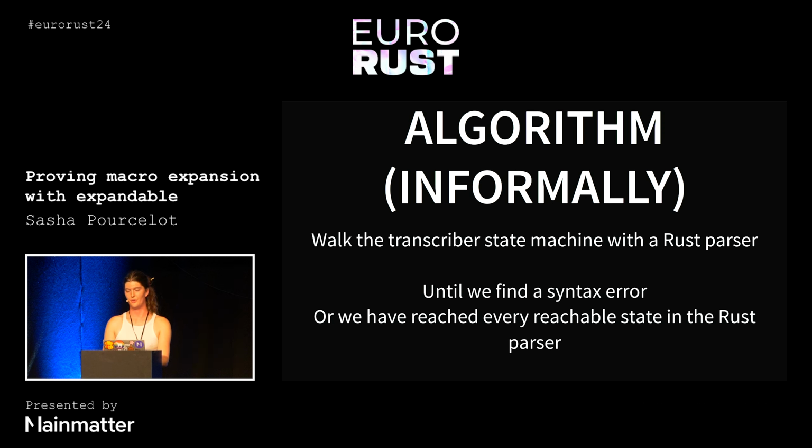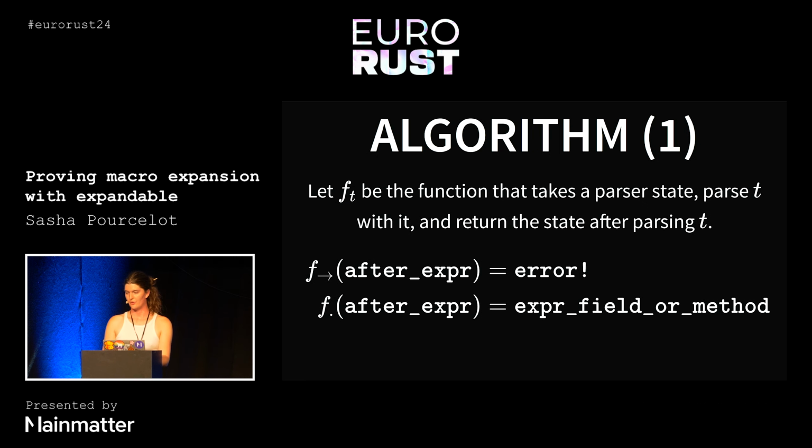I'm going to give a more formal explanation of this algorithm. So first, let's define the function f_t. f_t is a parser, so it takes as input a parsing state and tries to parse the token or sequence of tokens t and returns the state once these tokens have been parsed. For instance, parsing an arrow right after parsing an expression is an error, whereas parsing a dot right after an expression means we are parsing a field access or method call.